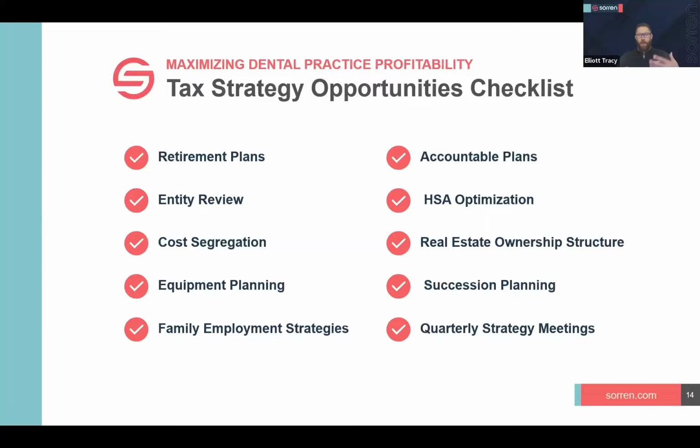And so, within that entity review, there's self-employment tax mitigation. There's different strategies. You might want a partnership if you have multiple owners, so you have the flexibility of the flow of cash to them in terms of compensation, distributions, income allocations. So it's important to do that entity review. We talked about the cost segregation. We talked about equipment planning. One that we haven't talked about, and I'll spend a minute on, is family employment strategies.